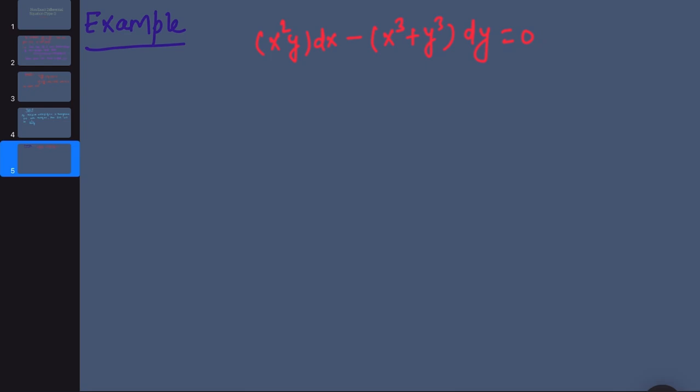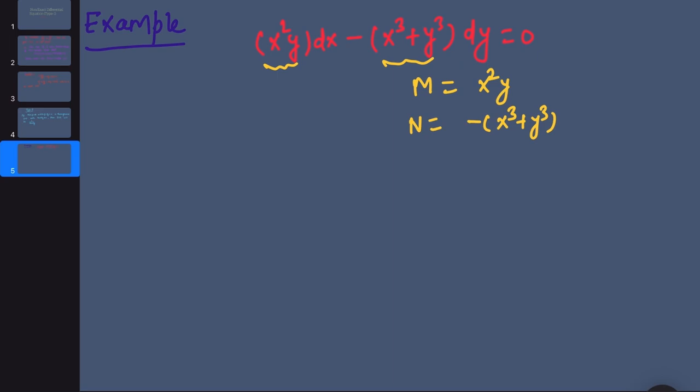So here we will see that M is the coefficient of dx. So our M is x squared y. N is minus x cubed plus y cubed. We will see that this differential equation is a homogeneous differential equation, because here the degree of the homogeneous function is 3, and here it is also degree 3.